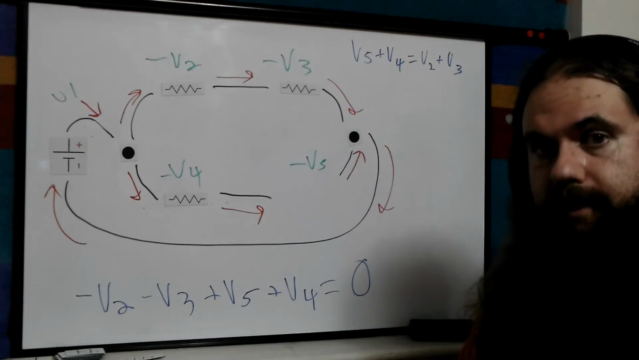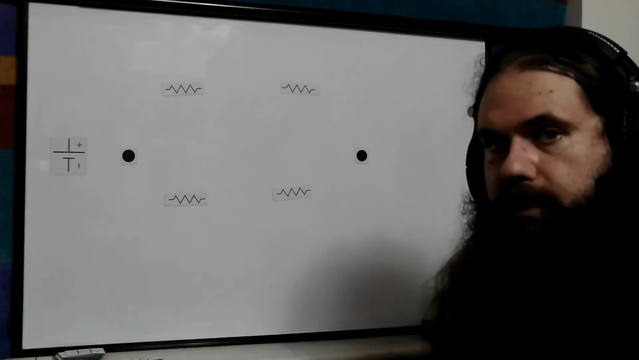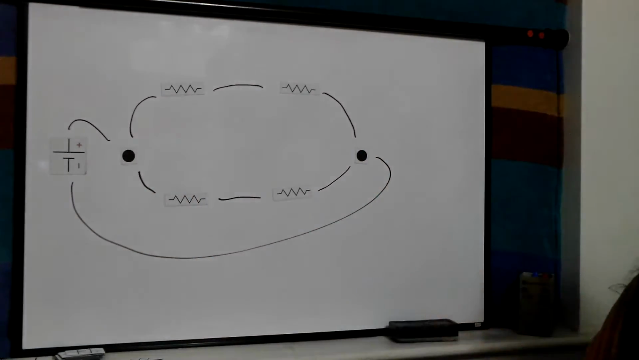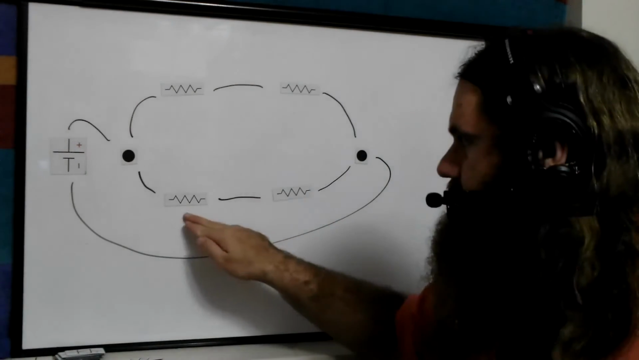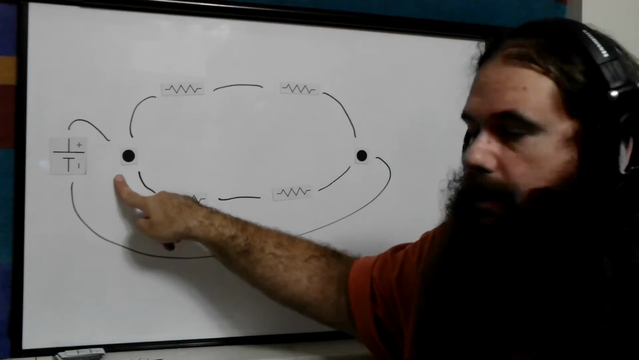The current law is actually super quick and easy to explain. The voltage law applied with loops. The current law applies at junctions. Anywhere you have more than 2 wires connecting. This is not a junction because it's just going from one thing to another. A junction is where more than 2 things connect.